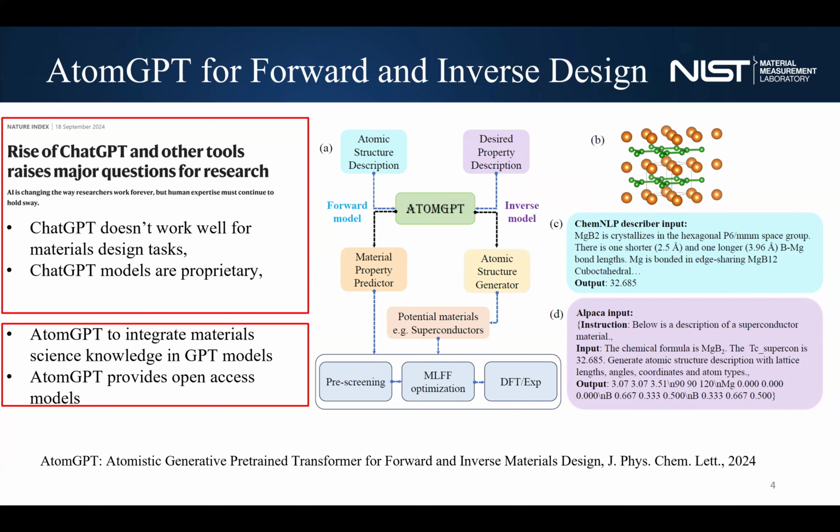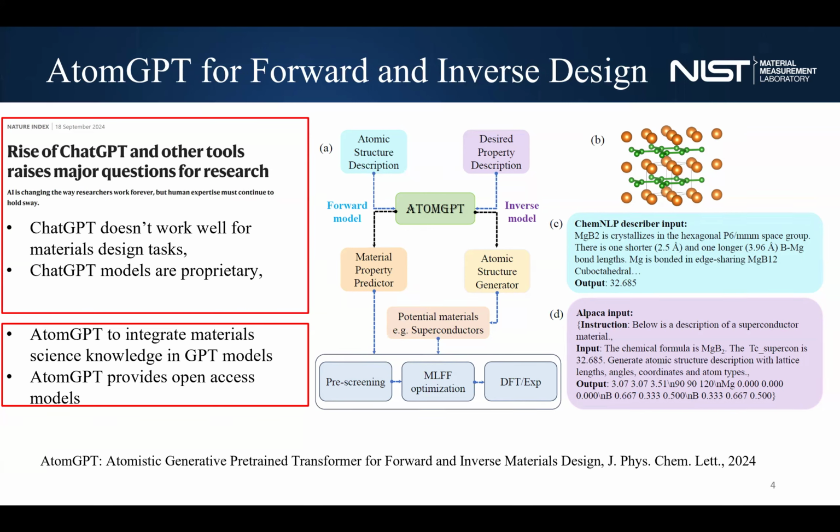Here is a material such as magnesium boride, which is a superconductor, and this is the bond length, this is the space group. Can you predict the transition temperature? Or if I want a particular chemical composition and Tc, can you generate the crystal structure? Of course it did not work, at least at that time.